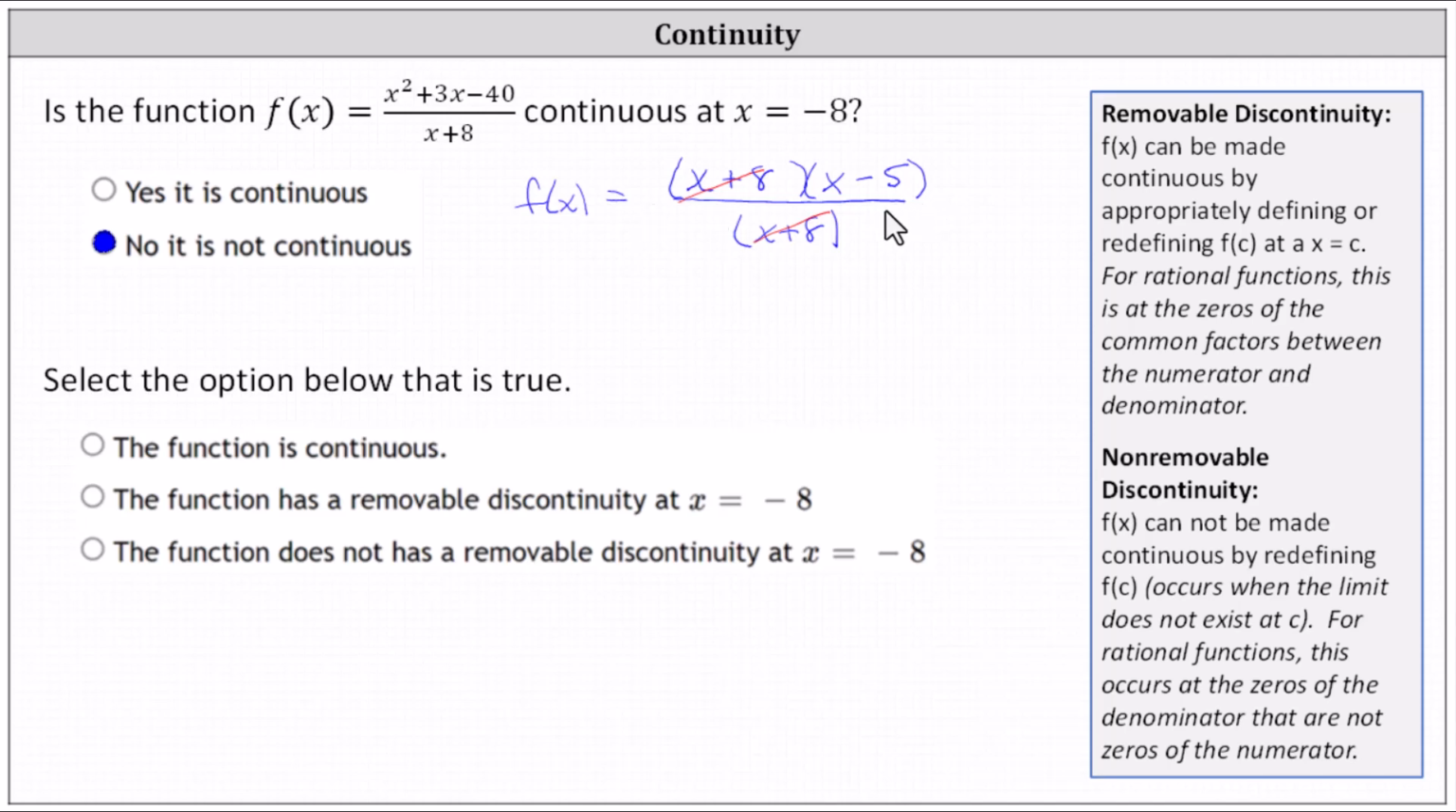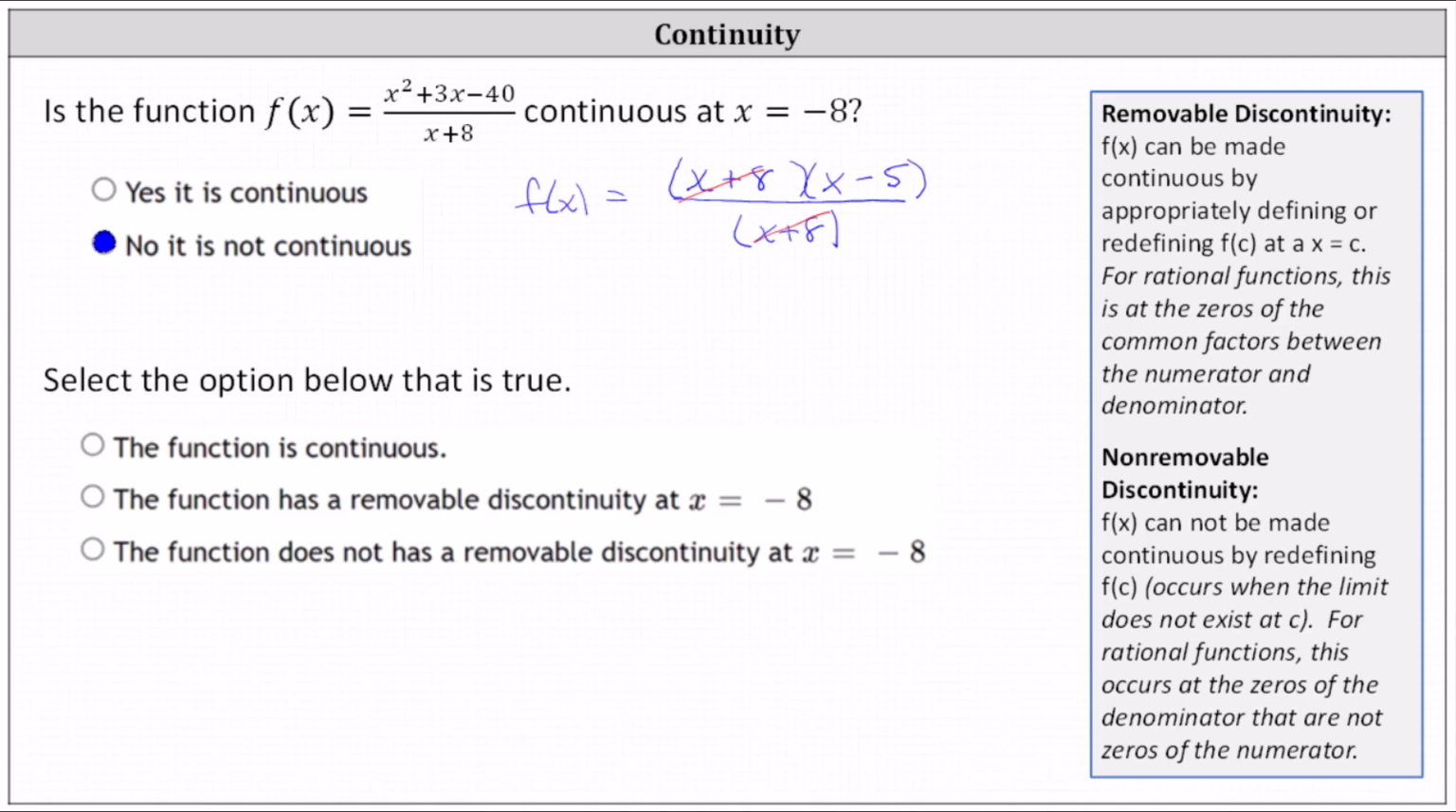This indicates the graph of the original function f of x is the same as the line y equals x minus 5, except the line must have a hole at x equals negative 8. And we'll take a look at this graph in just a moment. But again, because x equals negative 8 is a zero of the common factor of x plus 8 between the numerator and denominator, the graph has a hole at x equals negative 8, not a vertical asymptote, which means it has removable discontinuity at x equals negative 8.